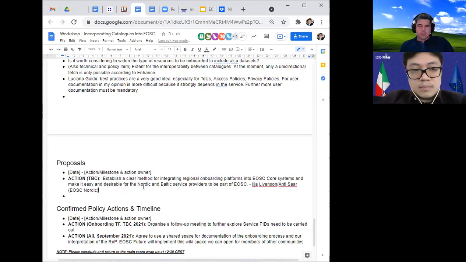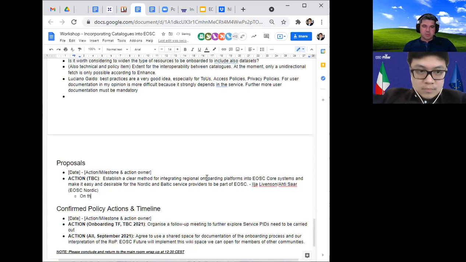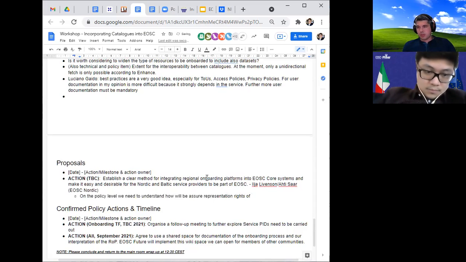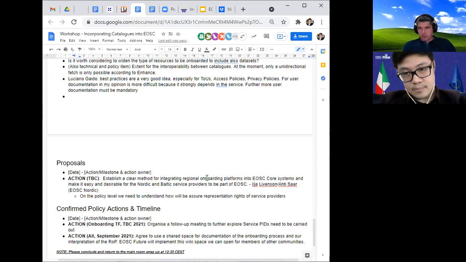Sure. Okay, I will probably skip the desirable point, but essentially on the policy level, what is needed is to understand what the representation requirements are, or let's say, how will we assure that the representation rights of the service providers are validated, meaning that we are eligible to take a specific service provider and pass its data to the EOSC core. We can do it ad hoc, we can have a common EOSC requirement, so ideally it would be common so that we can rely on the same procedure done by other onboarded services.